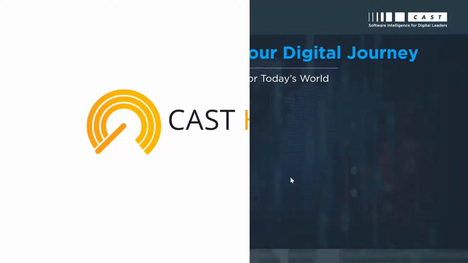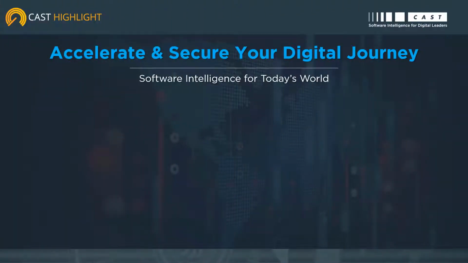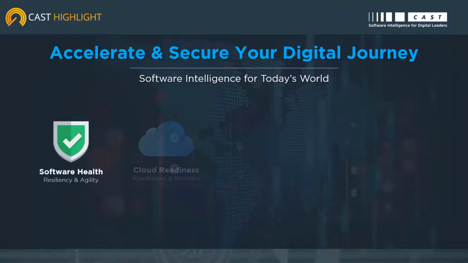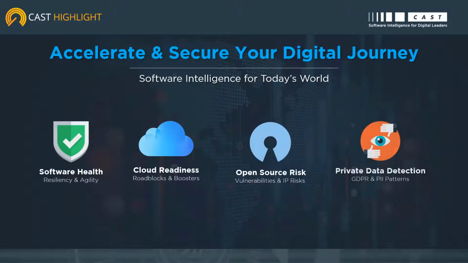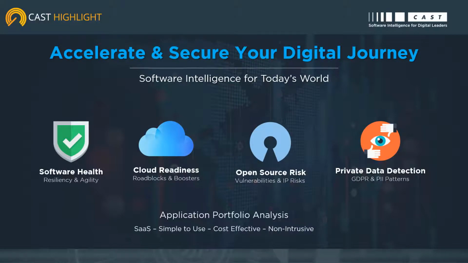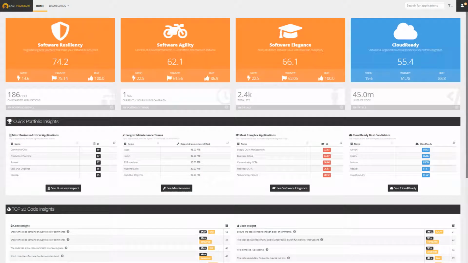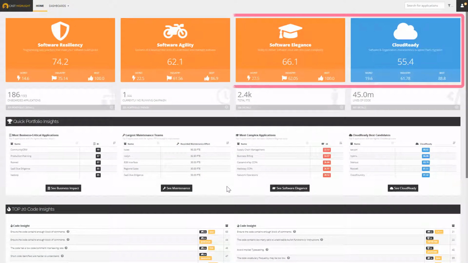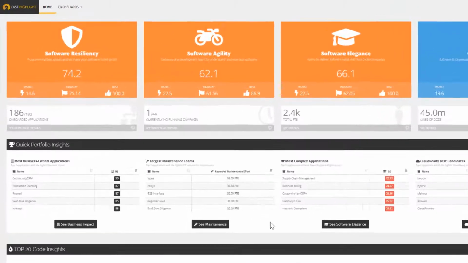Cast Highlight is an application portfolio analysis platform running in SaaS that provides software intelligence to accelerate and secure your digital journey. One common use case is accelerating cloud migration. From the Cast Highlight homepage here, you can see our four main software intelligence metrics.